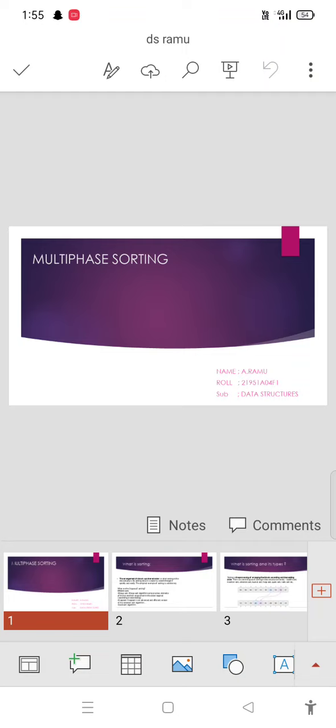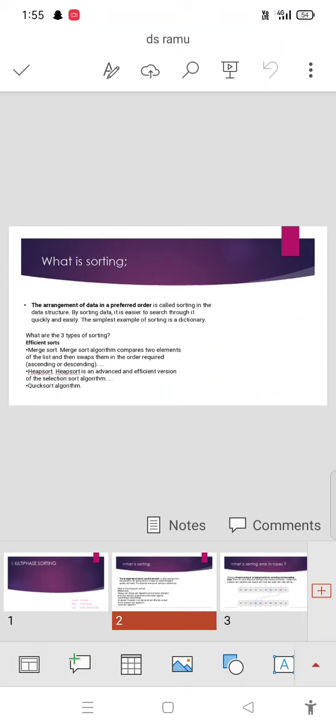Subject is data structures. The topic is multi-phase sorting. What is sorting? Sorting is nothing but the arrangement of data in a preferred order. It is called sorting in the data section. By sorting data, it is easier to search through it quickly and easily. And the simplest example of sorting is a dictionary.